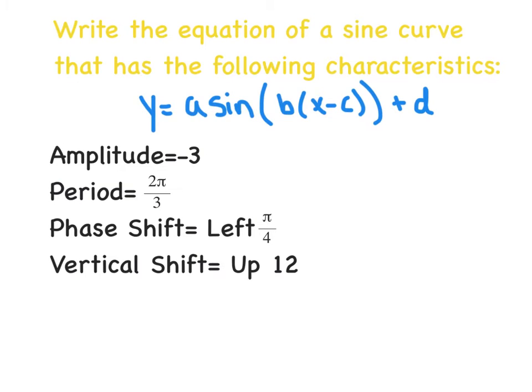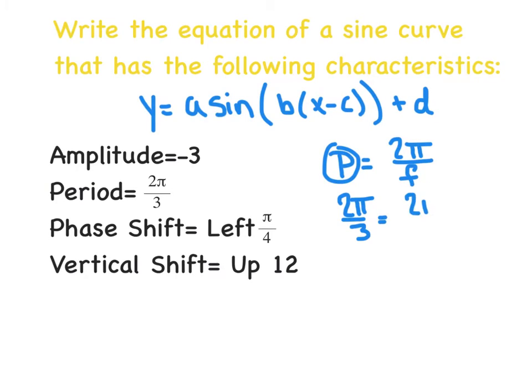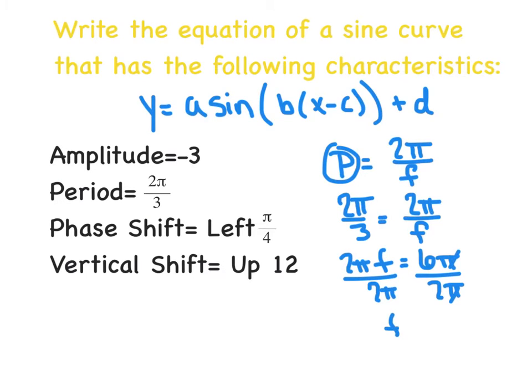Now what you'll recall is that the formula for period is P equals 2 pi divided by F. And in this particular case, we know what P is. We know that that's got to be 2 pi over 3. And the question is, can we now solve for F? If I cross multiply, I'll get 2 pi multiplied by F equals 6 pi. And then we're going to divide both sides by 2 pi. You'll notice that the pi's cancel right away, and we get F equals 6 divided by 2.